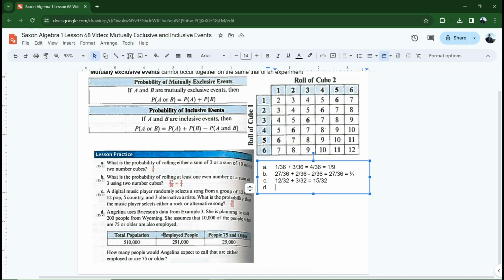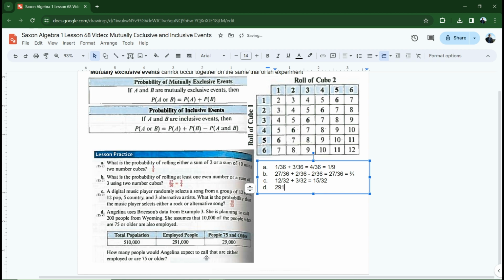Are they mutually exclusive groups? Are there any employed people that are also 75 and older? Yes, there's about 10,000 people. That's what she's assuming. So the question is, how many people would Angelina expect to call that are either employed or 75 or older? We're going to see at the end of this. This one's a little different than the other ones that we worked anyway. But the first thing we need to do is figure out a probability. And we're going to use our probability of inclusive events because these are not mutually exclusive, they're inclusive.